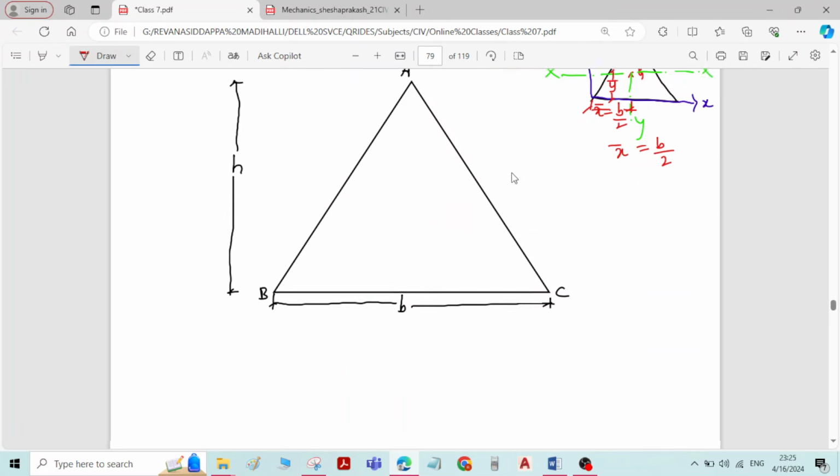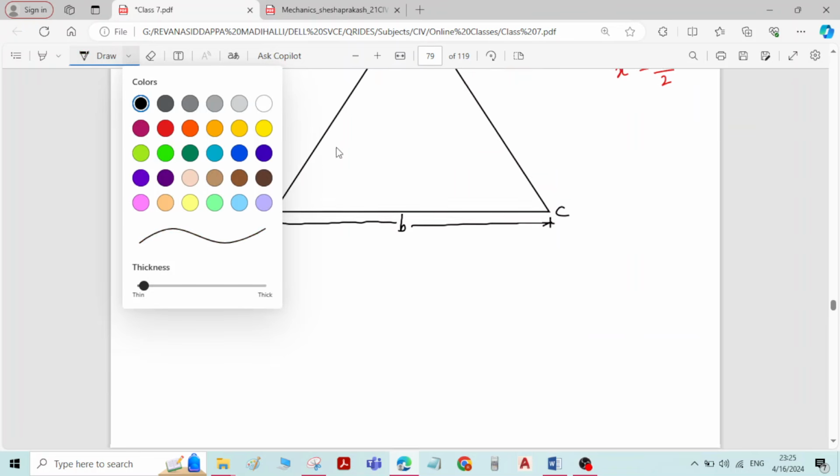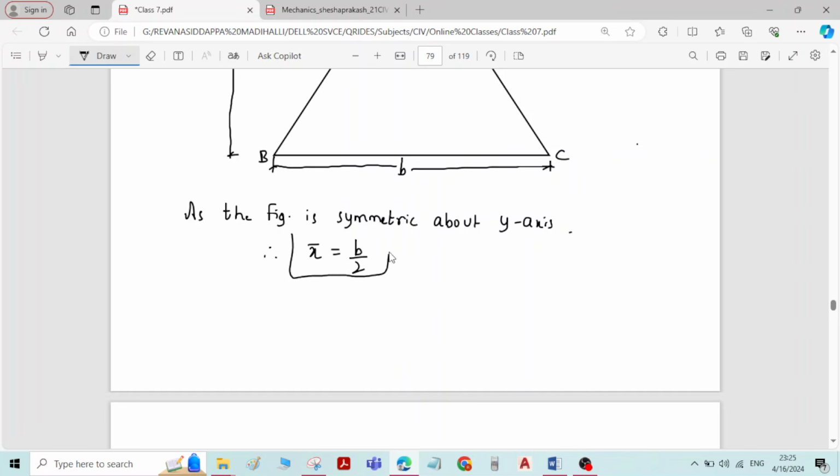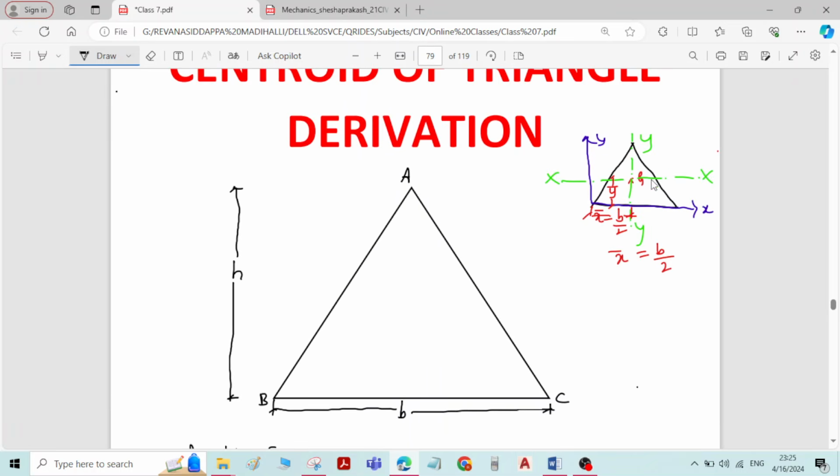So below, we will write a sentence: as the figure is symmetric about the y-axis, therefore x bar is equal to directly b by 2. Now we have to derive the equation for y bar.